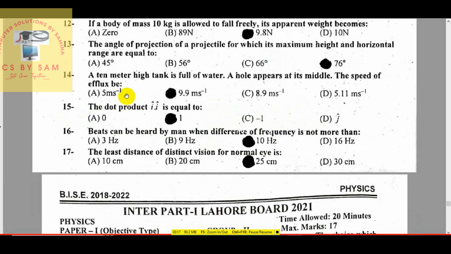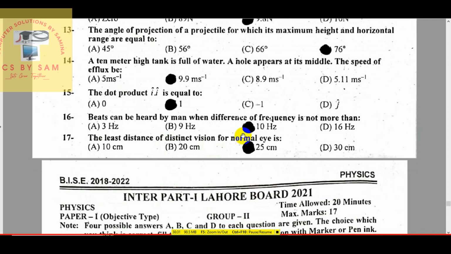A 10-meter high tank is full of water. A hole appears at its middle. The speed of efflux will be 9.9 meter per second. The dot product i dot i is equal to 1. Beat can be heard by a man when difference of frequency is not more than 10 Hz.